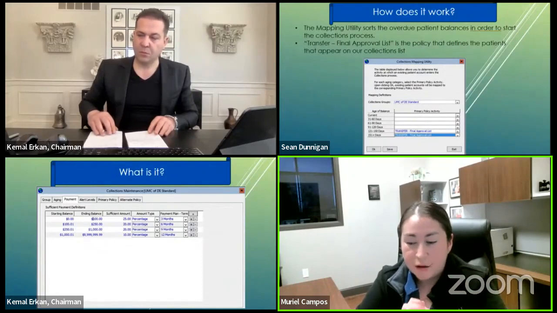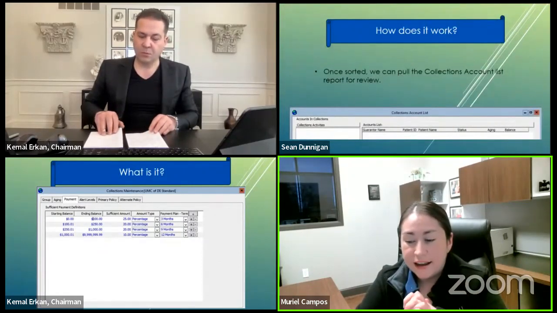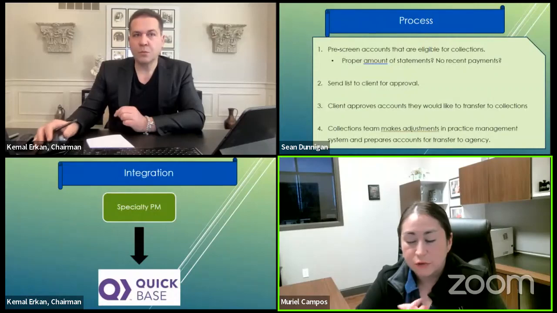The second, which goes along with the aging feature, is the payment definition. That is how much of a balance the patient has and how much of a payment they have made towards that balance. That tells the system whether to put the account into a collection stage or a pre-collection stage, or whether to just leave the account as is. So those two features really go hand in hand.